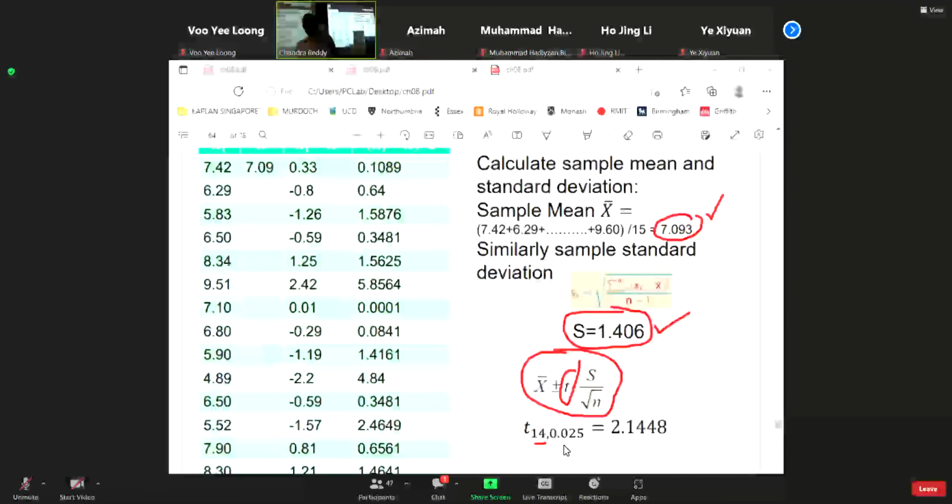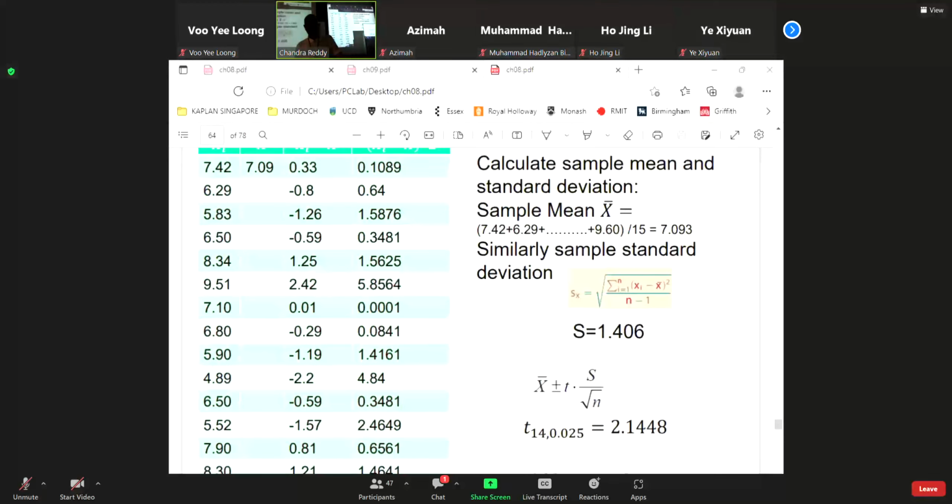And a 95% confidence interval means your critical level is 0.025. So if you refer to the t distribution table for a degree of freedom of 14 and alpha over 2 of 0.025, you will get the value 2.1448. Now use this value and calculate. Once you do, the population mean is between 6.32 and 7.87. All right, so this is the calculation part.